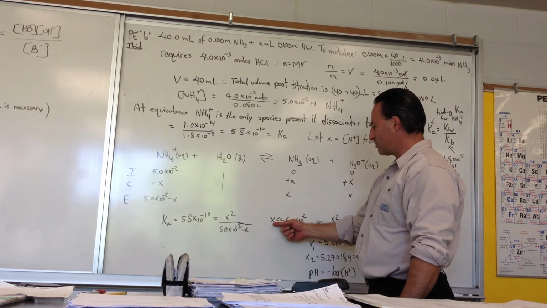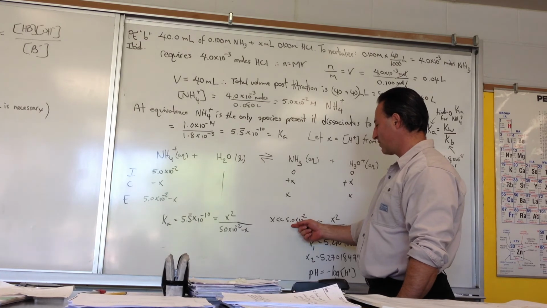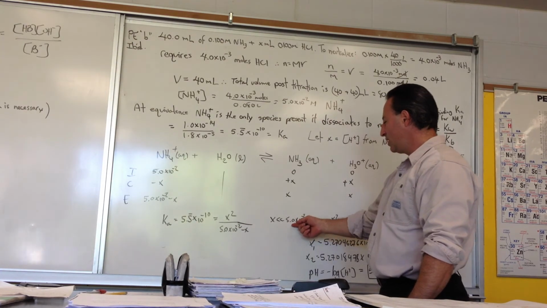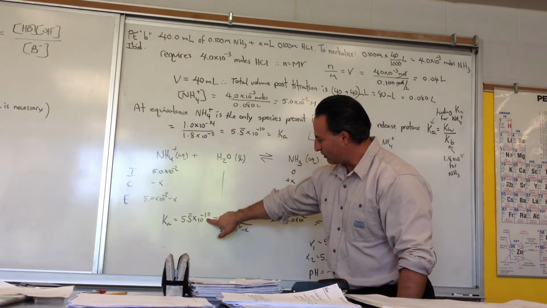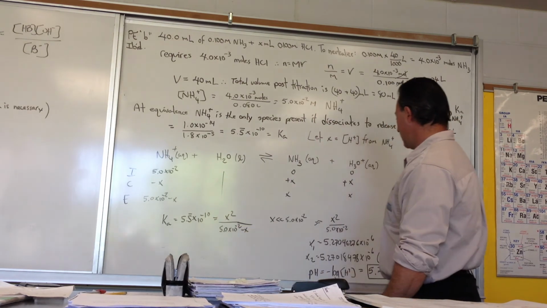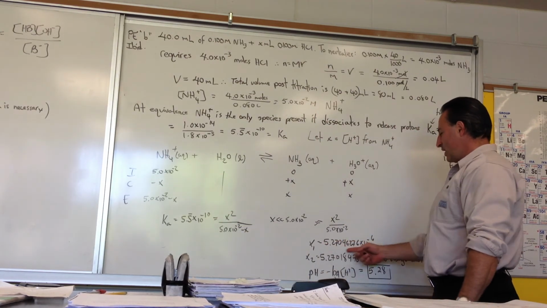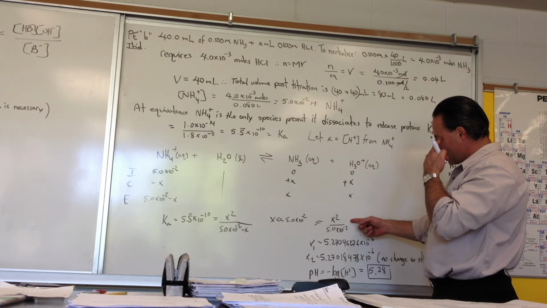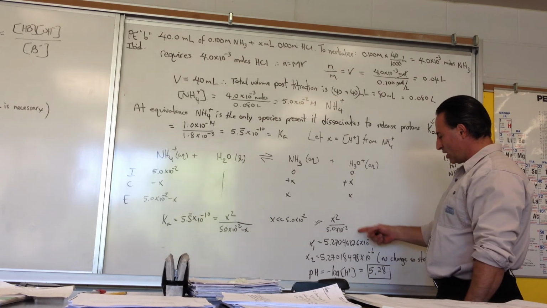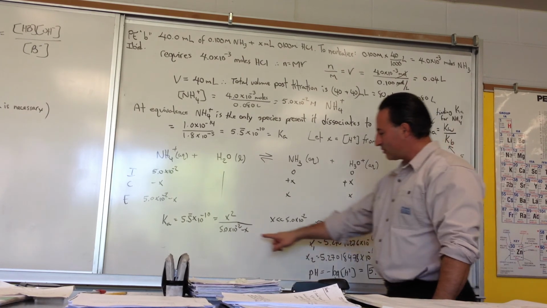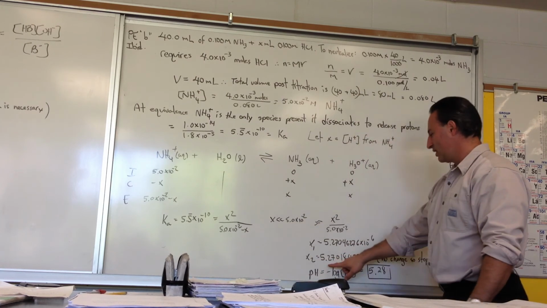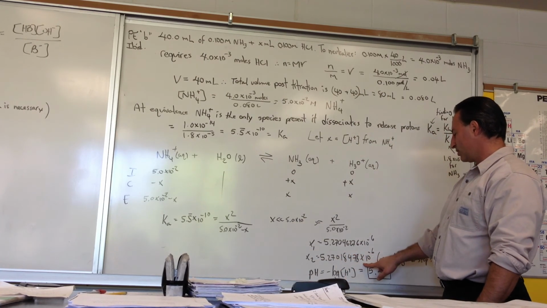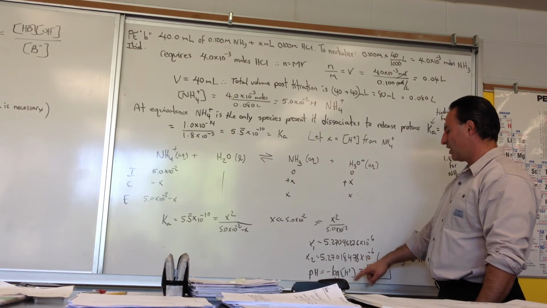Again, we can make the approximation that the value of X is way less than 5.0 times 10 to the minus 2. And we judge that by the fact that the value of Ka is a very small number. We get a value for X using this approximation. And then just to make sure, we plug this value of X back into the original equation to see if it makes a difference. And it doesn't really make an appreciable difference. So we stick with this value.